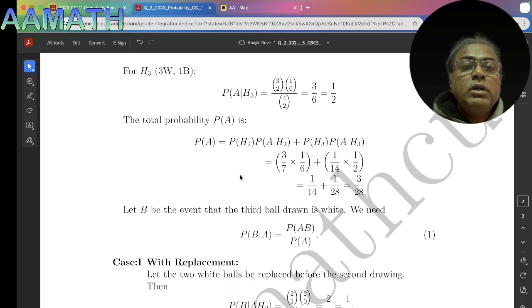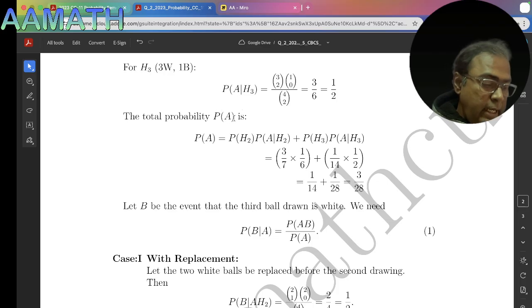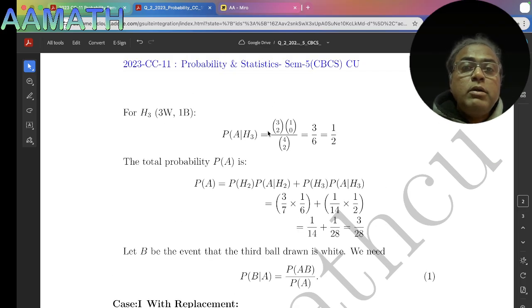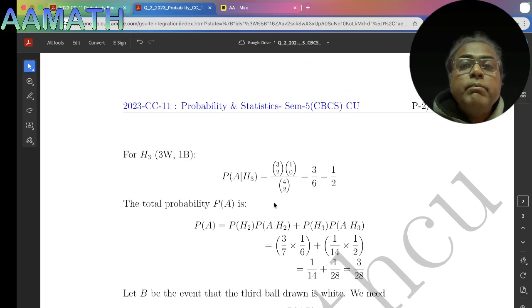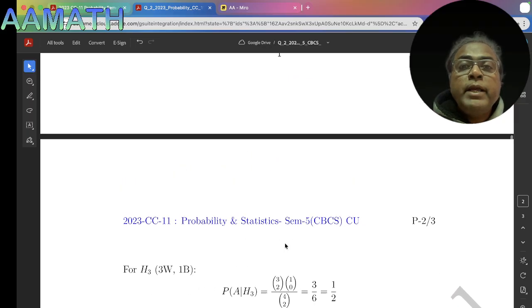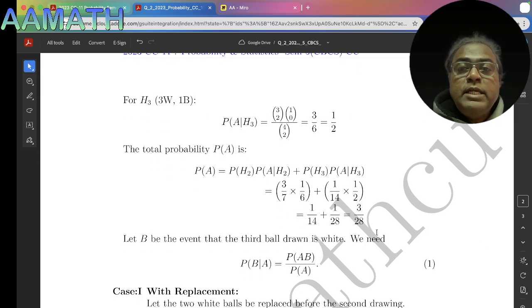The total probability PA is the event where from the second turn, we drew two white balls. This is the probability of A equal to probability of H2 into probability of A by H2 plus probability of H3 into probability of A by H3. And putting the values of PH2, A by H2, we get 3 by 28 as the probability of A.